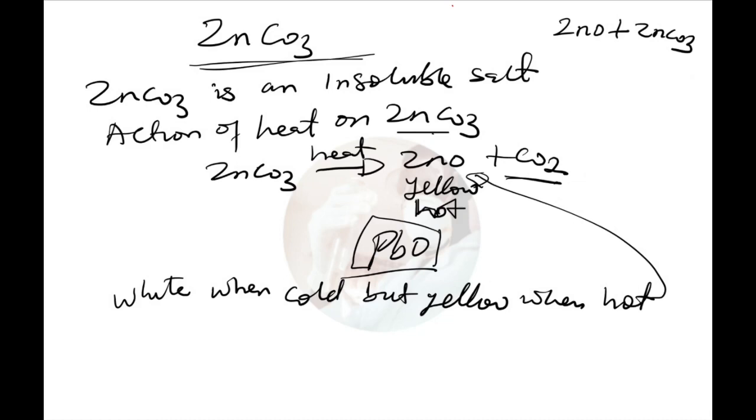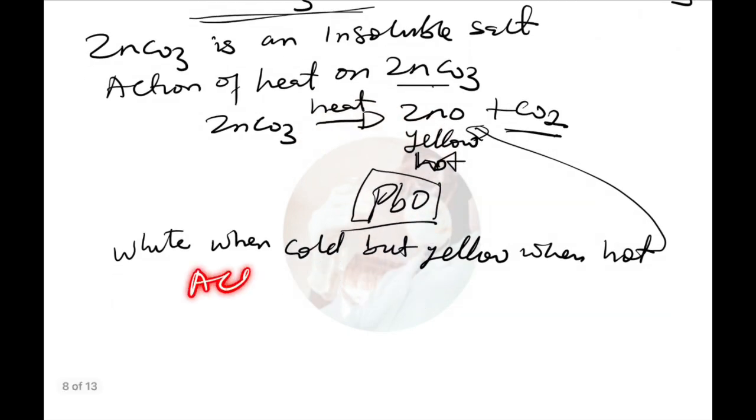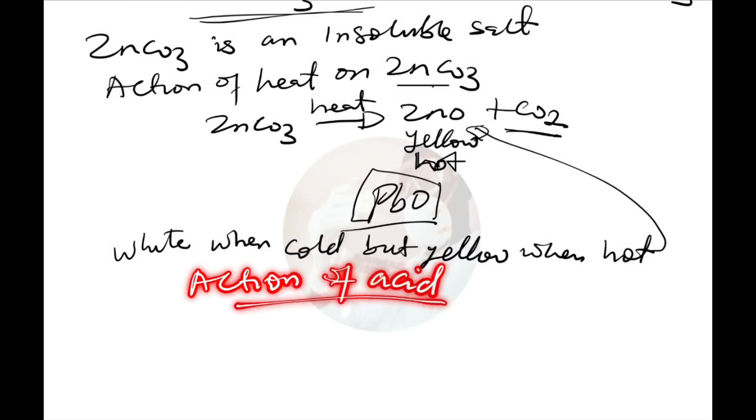Another difference is the action of HCl or any other acid on both zinc oxide and zinc carbonate. If you add an acid to zinc oxide, there will be no effervescence, no evolution of gas, but it will dissolve in acid, because zinc oxide is amphoteric. It behaves as a base in the presence of acid. It will also dissolve in base.